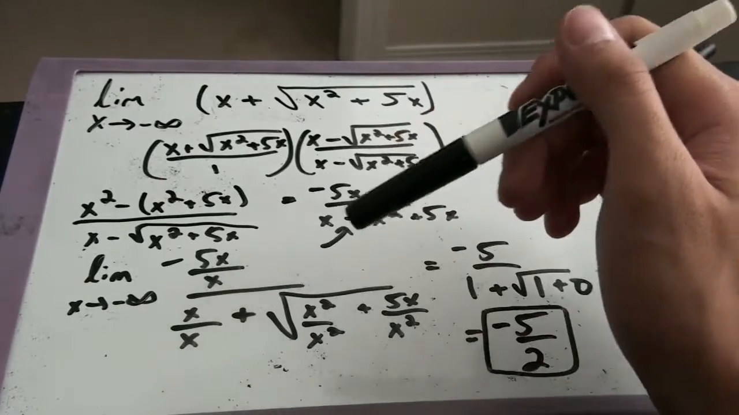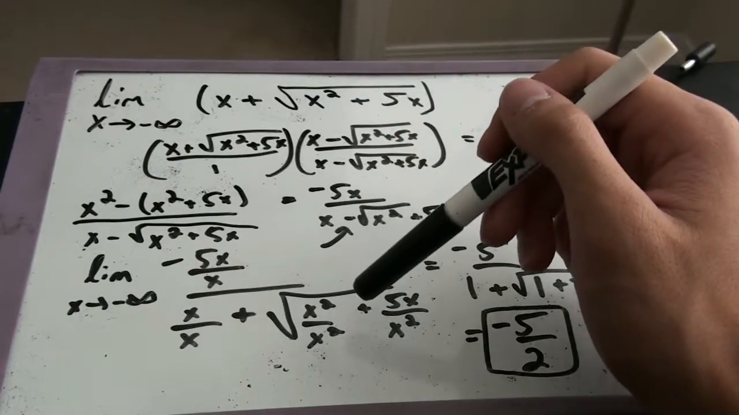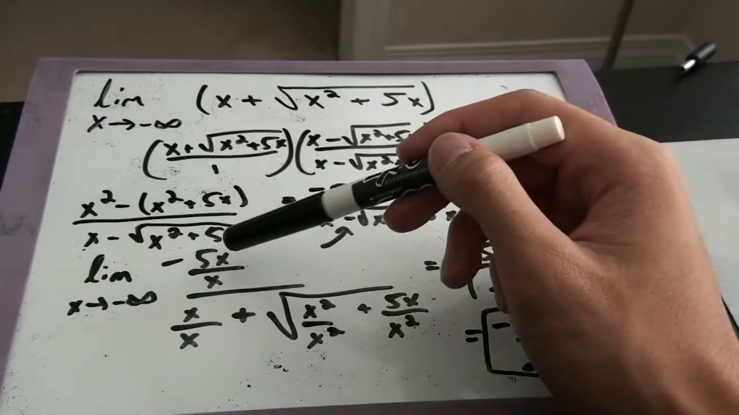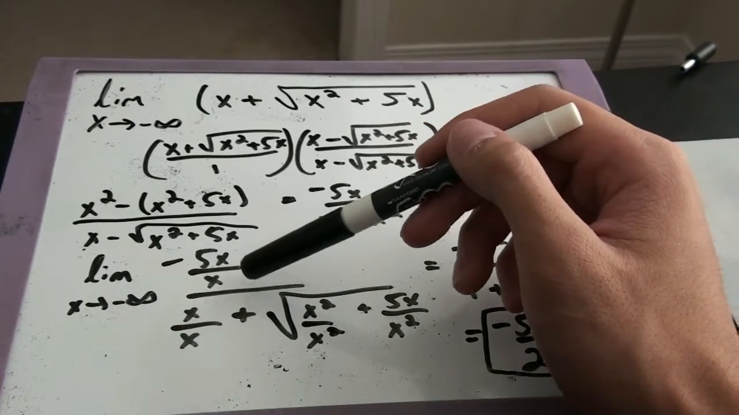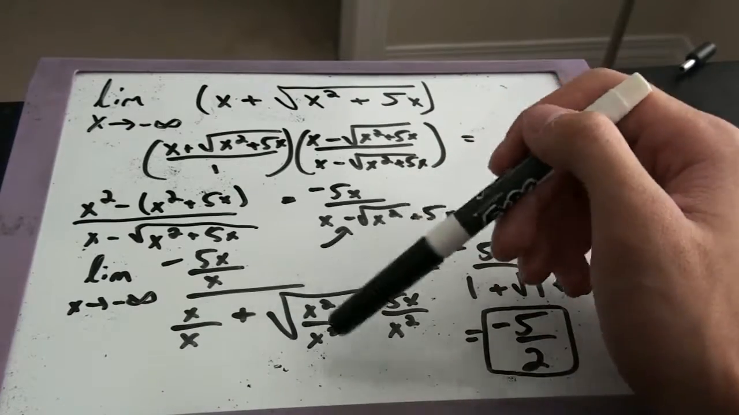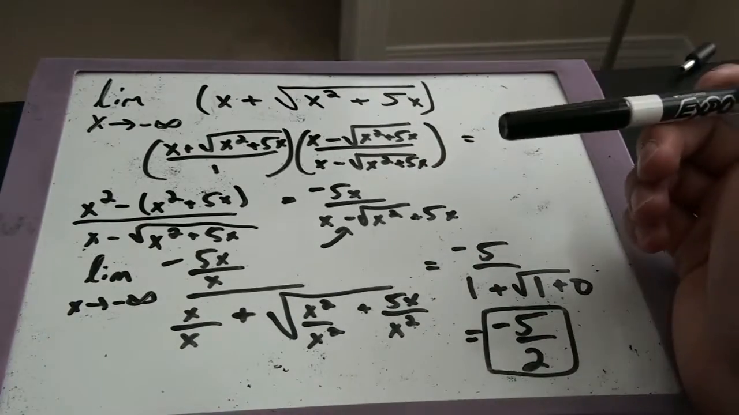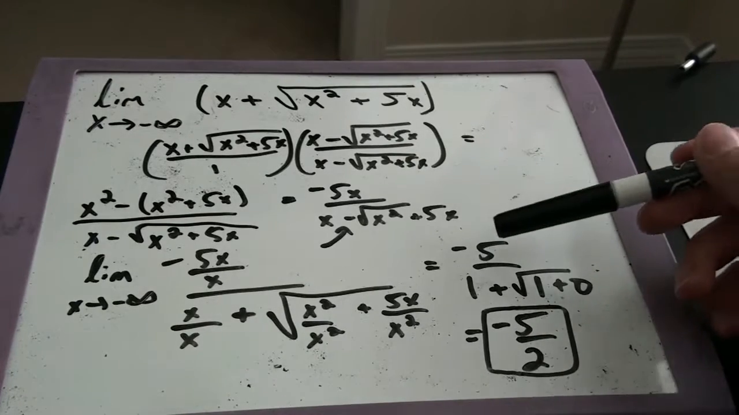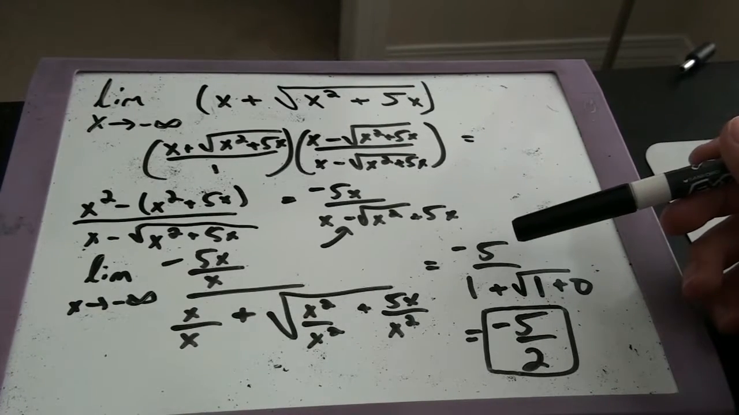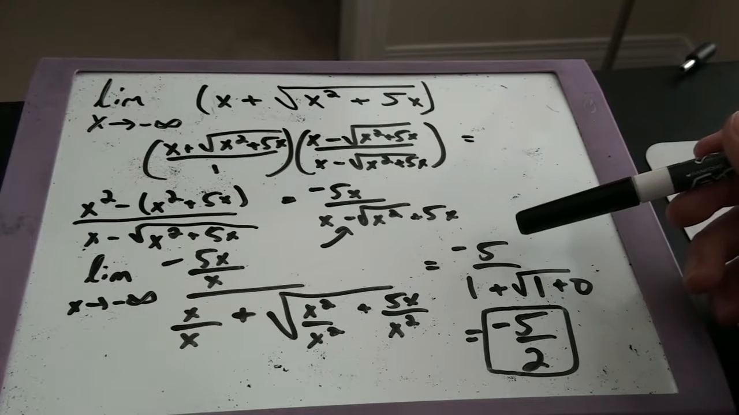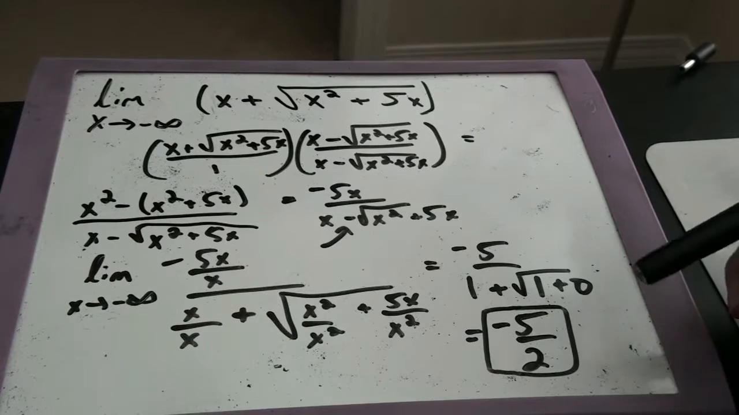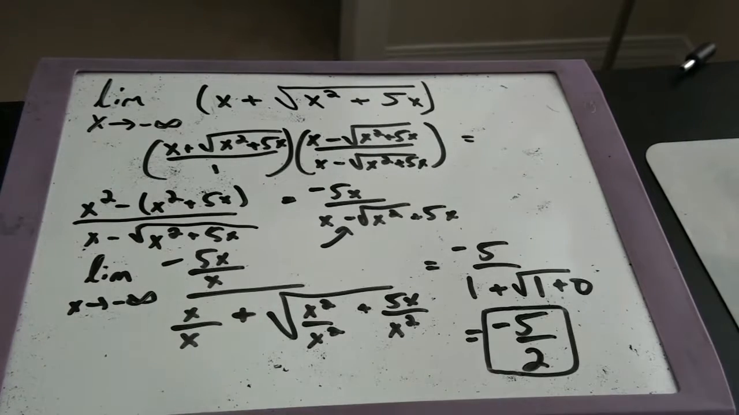And then when we divide by the largest power, it is not x squared, it is x, because remember the x squared is inside a square root. So when we do that, we'll have negative 5x over x over x plus root x squared over x squared, because now it's inside the square root, plus 5x over x squared. Once we simplify that and add in the limit, it will be negative 5 over 1 plus root 1, which will become negative 5 over 2. And that is the limit at negative infinity.